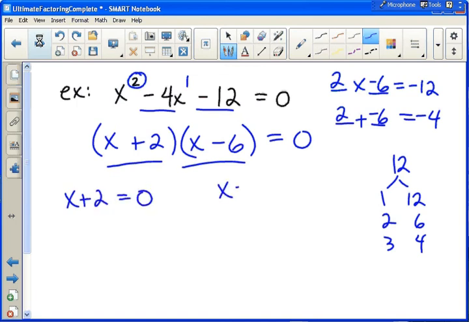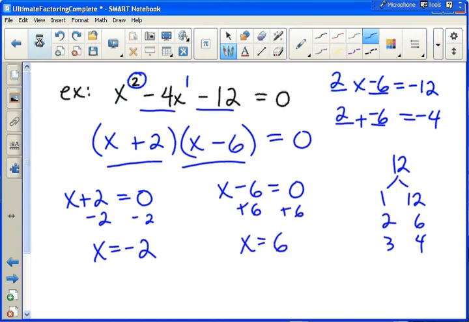So here I just subtract 2 from both sides. I get x equals negative 2. Here I add 6 to both sides, and I get x equals positive 6. So my answers are x equals negative 2 and x equals positive 6. And you're welcome to check these. If you plug negative 2 back in for the x's, you should get 0. Or if you plug 6 back in for the x's, you should get 0.